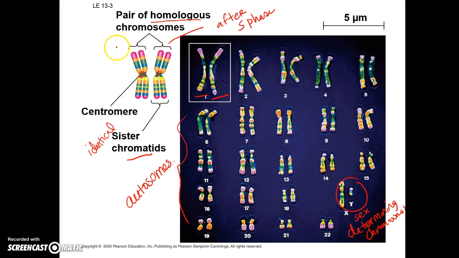So let's just take that eye color example. Let's say you're big B, little b. This one has the big B gene, the brown gene on it. This one has the blue one on it. They're still coding for eye color, so they're homologous. But when it replicates, now these are identical sister chromatids. They have the exact same allele on it, the exact same type of gene.